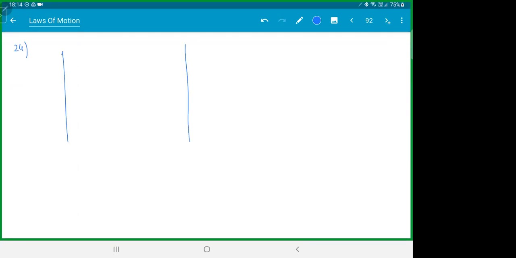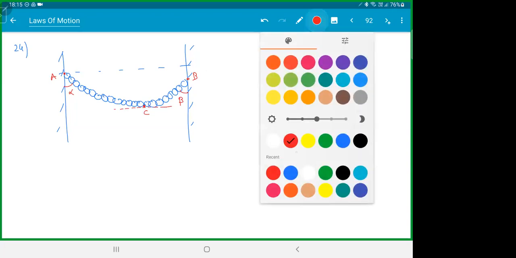So we have two walls here. We have a chain, like this. Both are not at the same height. This angle is alpha. This angle is beta. This point is A, and this point is B, and this point in the center. Now I'm not drawing it properly, but it is kind of like this. Meaning this is the point where it becomes flat. This is the flat part. Mass of the chain is M.